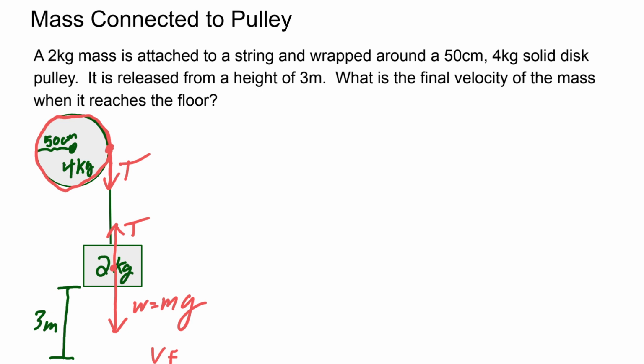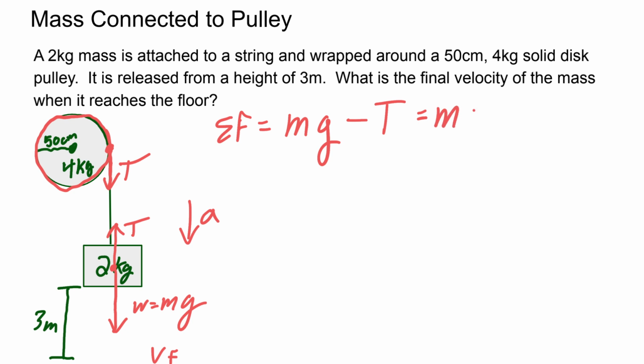Step two, we're going to set up two summations. The first one is on the falling mass. Since it's linear, no rotation, that's just a force summation. Remember, our direction of acceleration we define as our positive direction. So we have mg of the falling mass minus the tension coming up, and that should equal ma, where m is the falling mass. Since it's 2, let's call it m2, because we're also going to have the mass of the pulley to deal with.